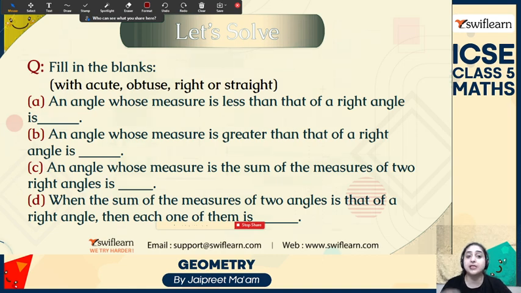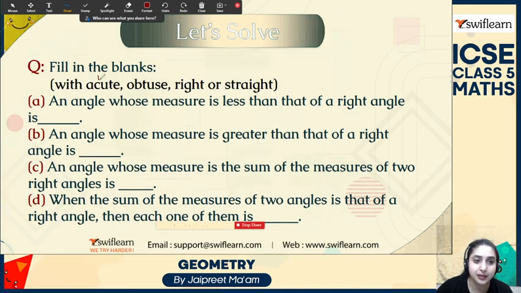Let's have a quiz. Let's check. Okay, so first question is here. Write your answer in the comment box and let's see how many correct answers we are getting, and we are going to announce the name of the child who will answer correctly. An angle whose measure is less than that of the right angle, less than, acute, a little cute, so it's cute angle. Okay, acute angle. An angle whose measure is greater, right, obtuse angle.